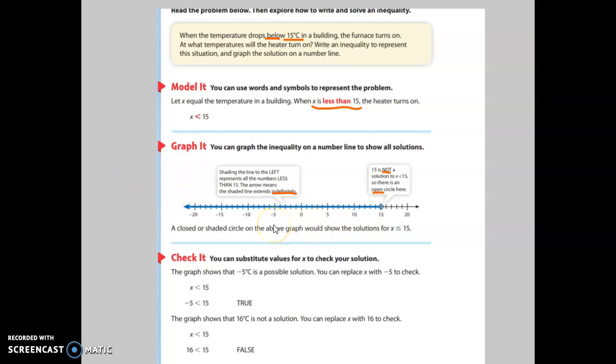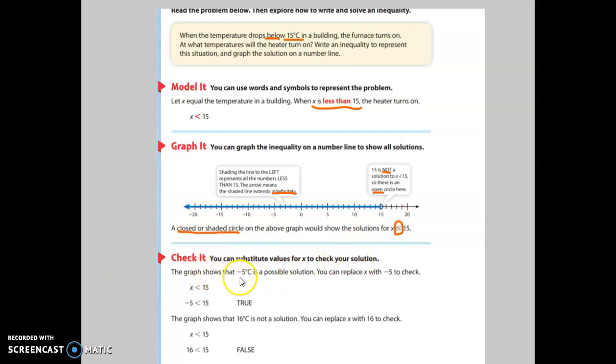Okay. A closed or shaded circle on the above graph would show the solution for x is less than or equal to 15. So closed or shaded means that it's using this symbol here. You can substitute values for x to check your solution.